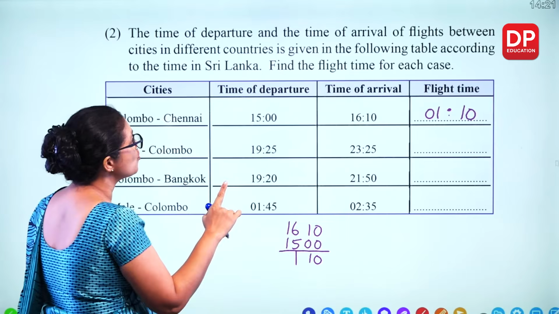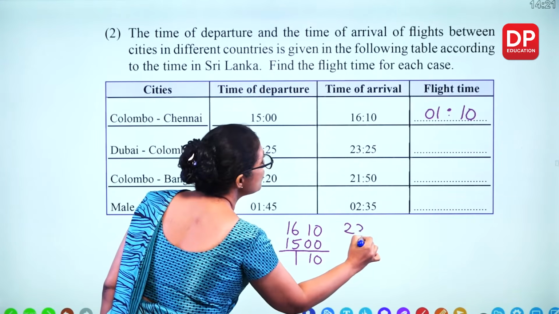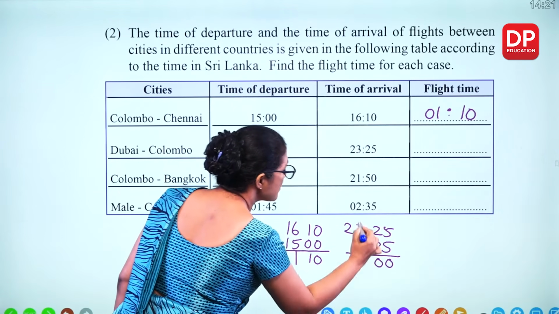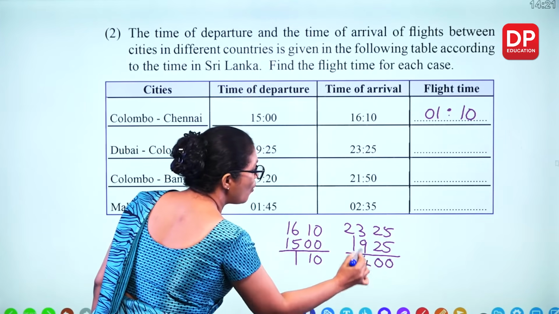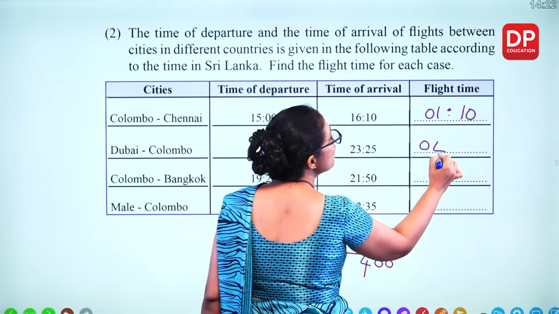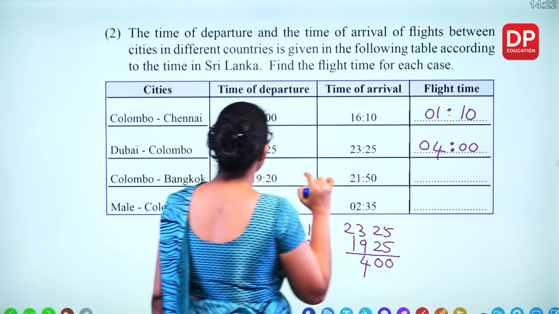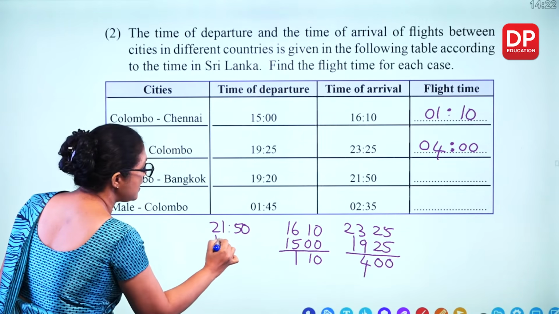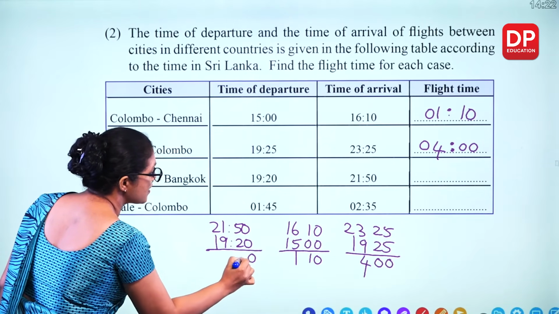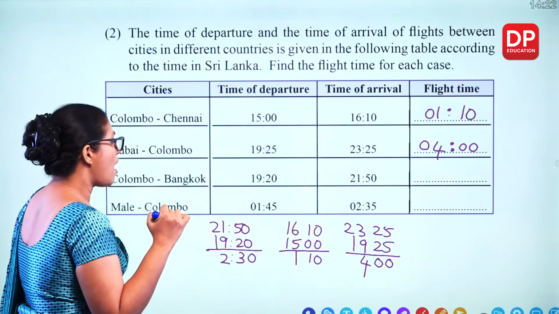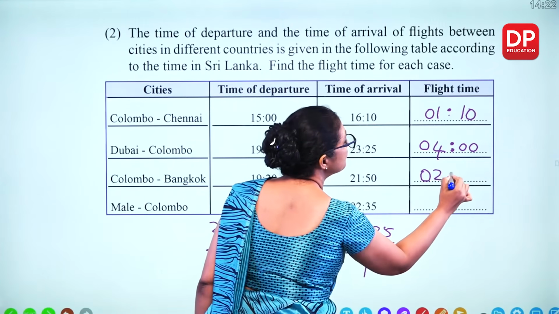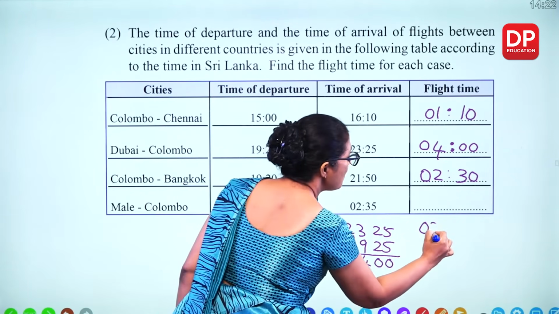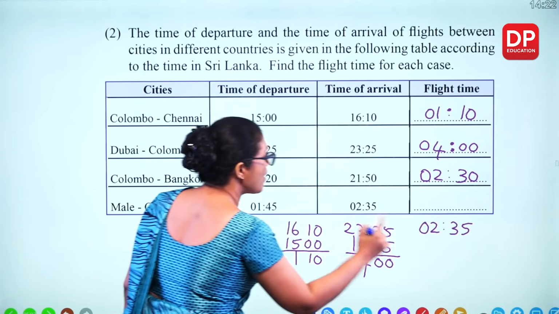What's the difference between these two? 23:25 minus 19:25. When you subtract, you get 4 hours difference. So this is 4 hours. This one, 21:50 and 19:20. What's the difference? 2 hours and 30 minutes. Last one, 2:35 and subtract 1:45 from that.